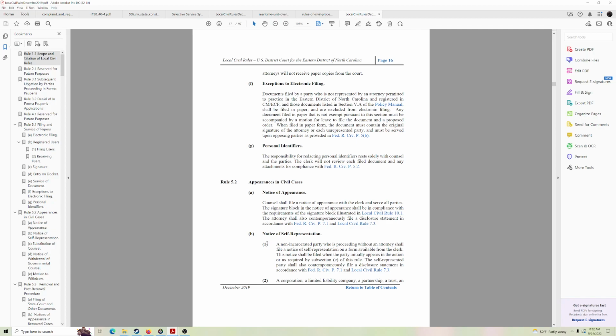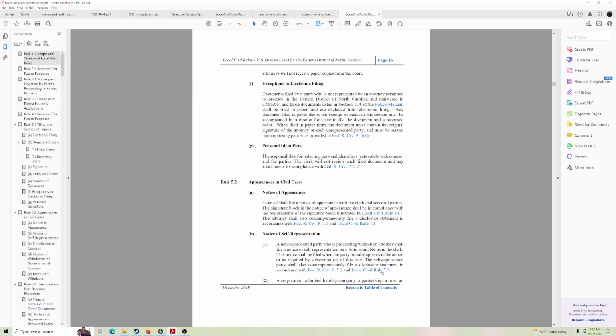Notice of self-representation, subsection 1. A non-incarcerated party who is proceeding without an attorney shall file a notice of self-representation on a form available from the clerk. This notice shall be filed when the party initially appears in the action as required by subsection E of this rule. The self-represented party shall also contemporaneously file a disclosure statement in accordance with Federal Rule of Civil Procedure 7.1 and Local Rule 7.3.